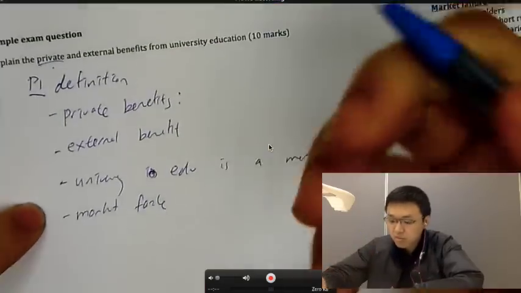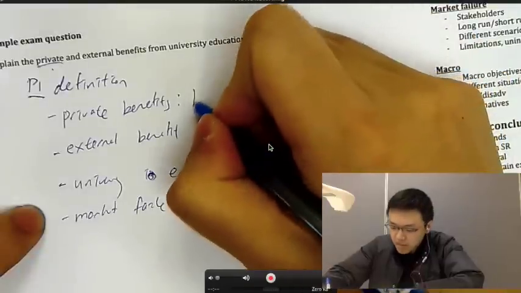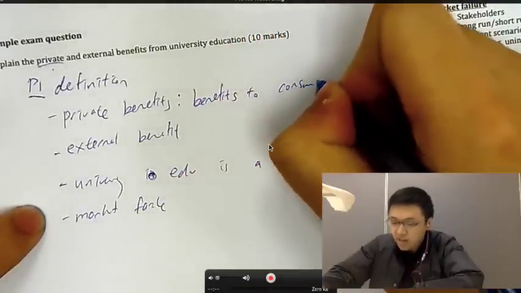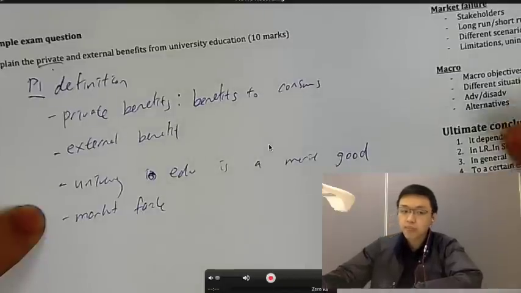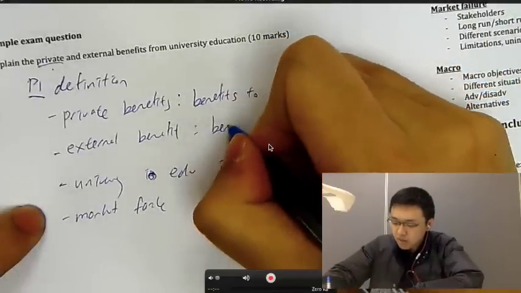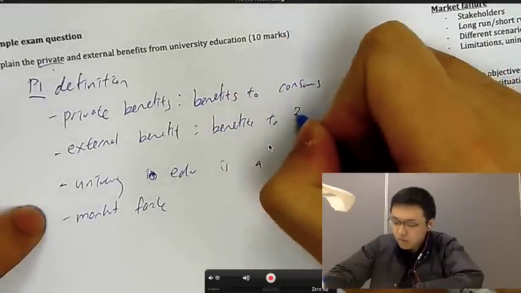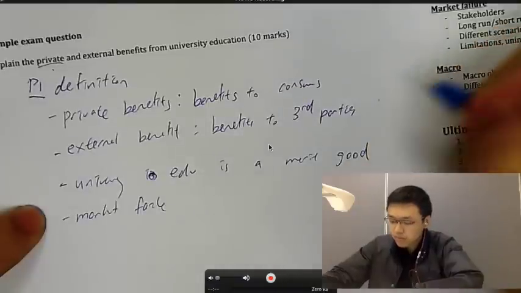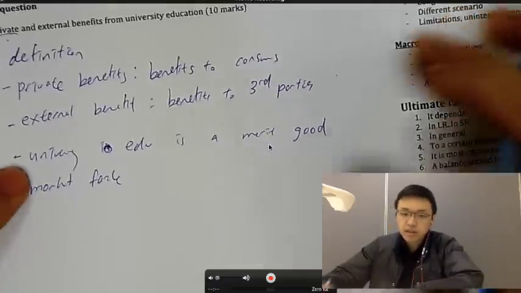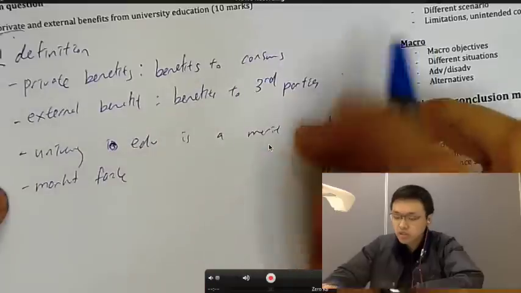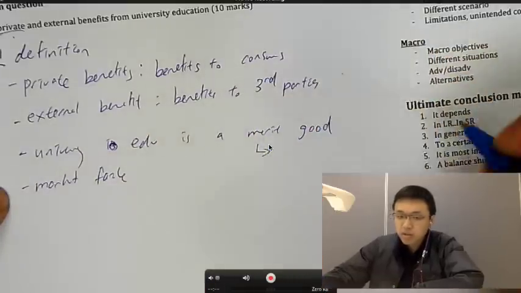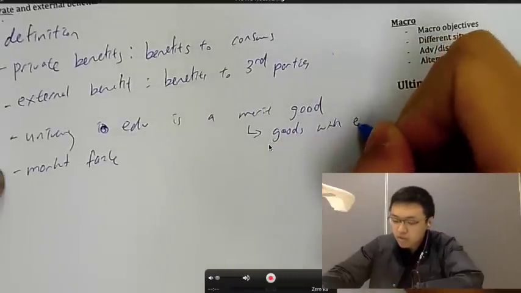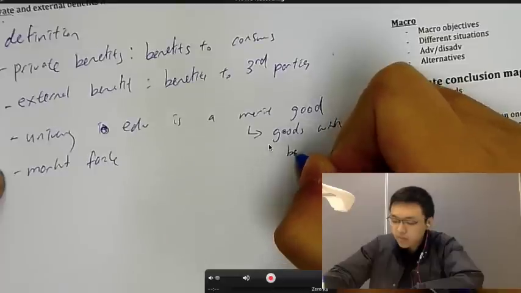Private benefits, what does it mean? It's benefits to the consumers, only the person who consumed it. External benefits means benefits to third parties, what we call third parties. So I think this is it. And then we say university education is a merit good. So what does it mean by merit good? Goods with external benefits.